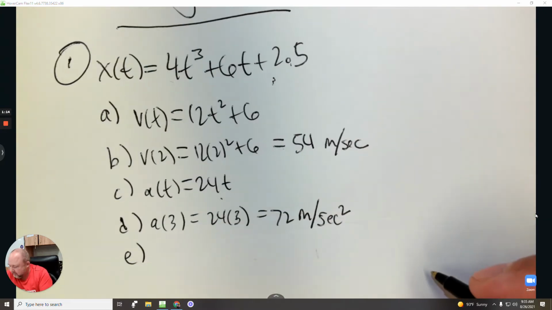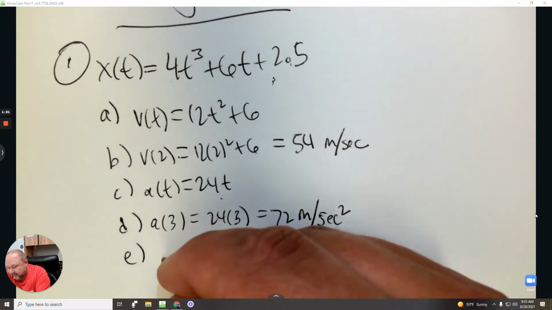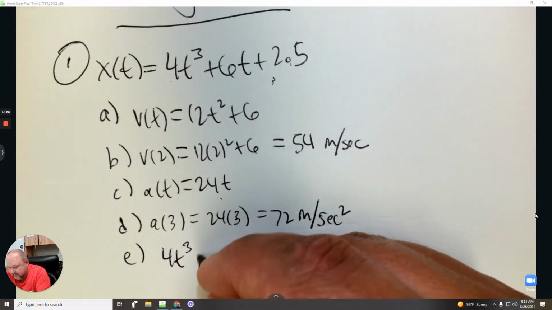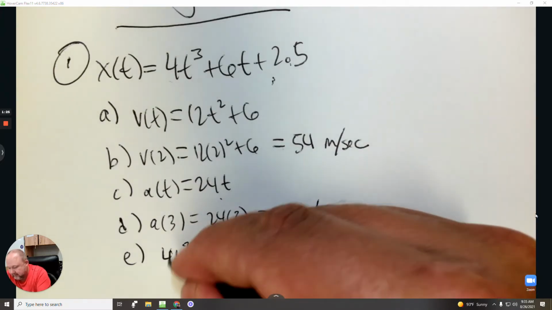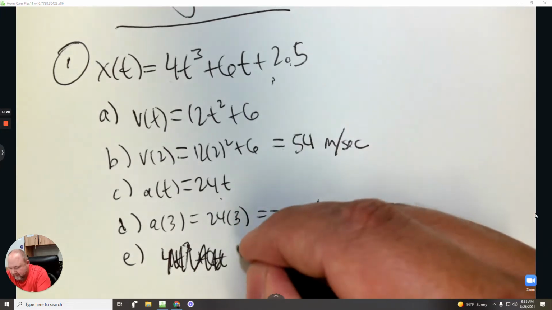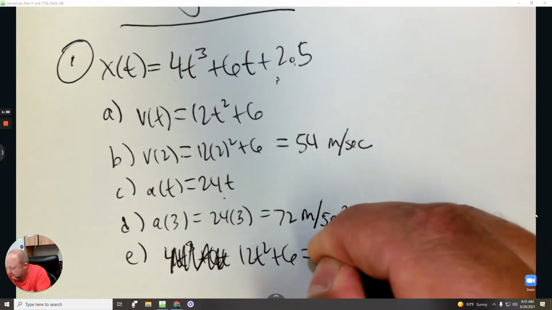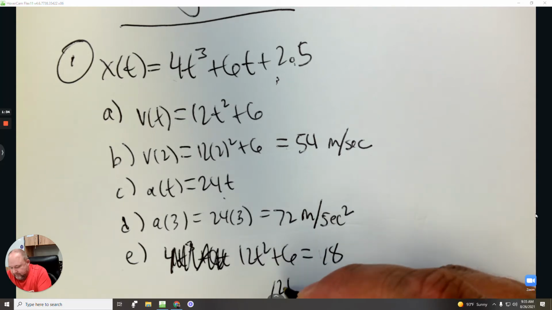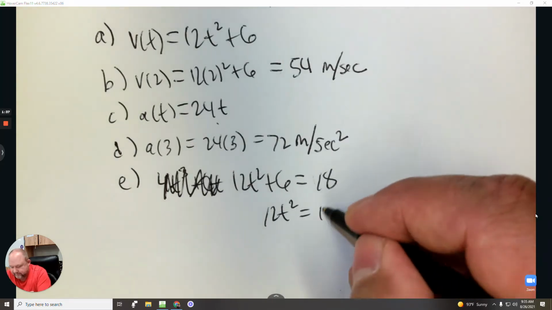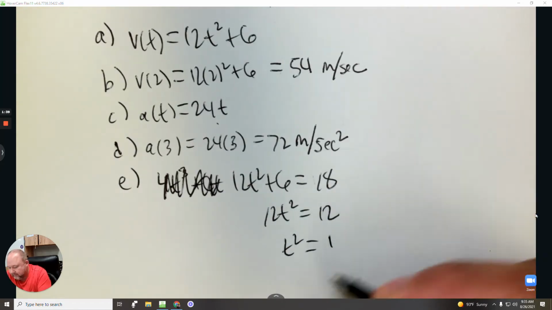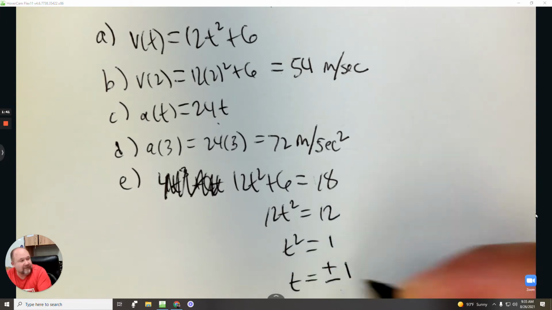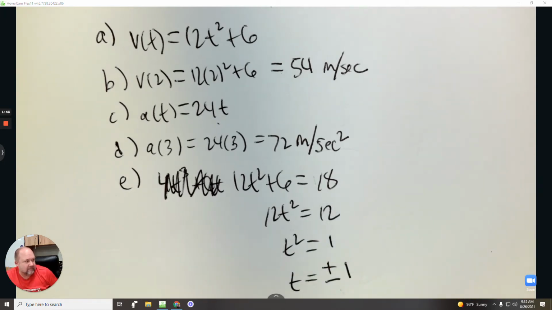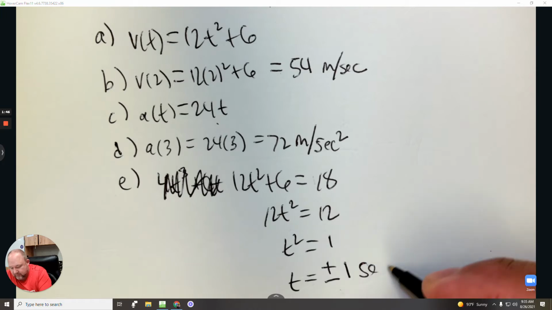When is the velocity of the particle 18 meters per second? So we're going to take the velocity function and make it equal to 18. Subtract 6, divide. So that would be positive and negative 1. And the unit is in seconds.